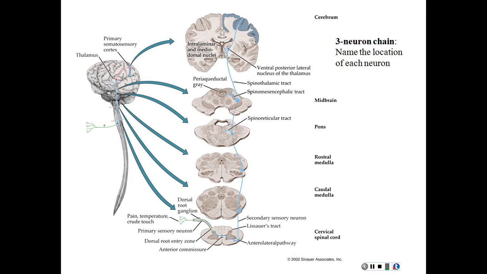So, 3 neurons in the chain. The first neuron's in the dorsal root ganglion. The second neuron is the one whose axon crosses the midline. The third, for these two pathways, is exactly the same. Ventral, posterior lateral thalamic nucleus. And then they all sort of fan out to go to the cortex, so you become aware of something in your foot, which would be this part of the cortex here.